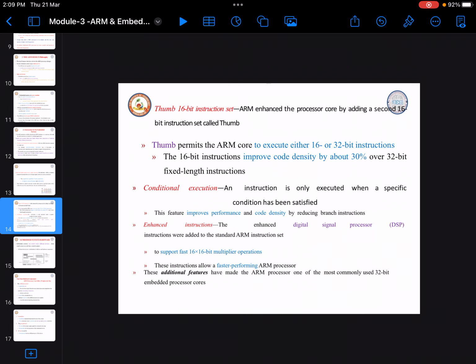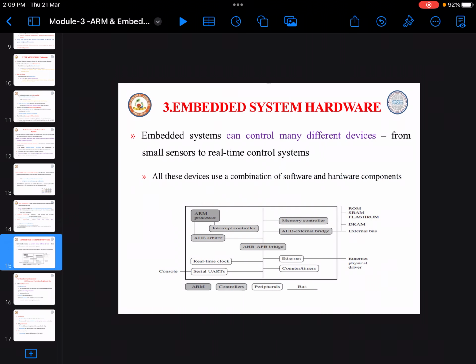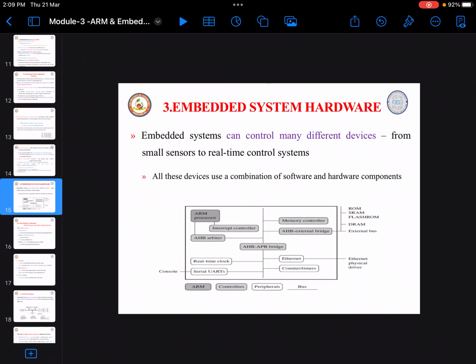Next are the enhanced instructions. Along with these types, the ARM processor supports DSP instructions to support higher bit multiplication and faster performance. These additional features have made the ARM processor one of the most commonly used 32-bit processors in most embedded system applications.